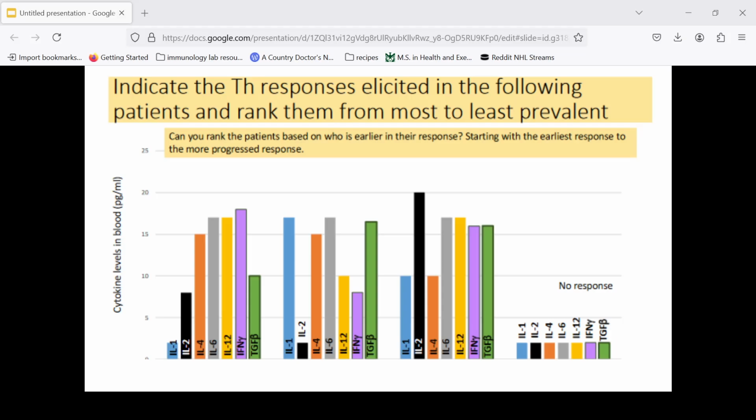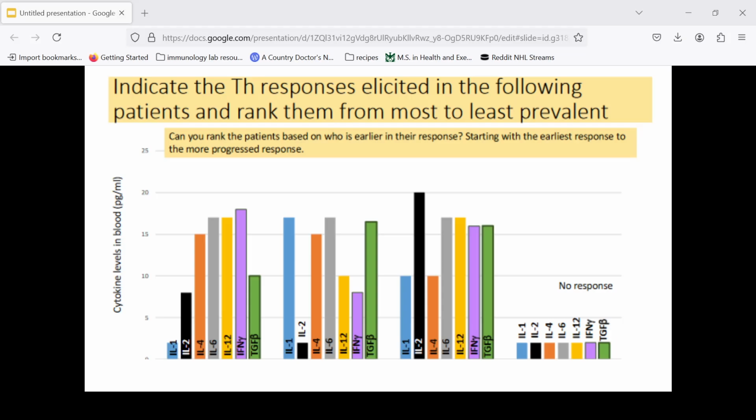Earliest response to more progressed response is what our IL-2 tells us. This one's more a comparison between patients because there's not really anything that we need to compare the IL-2 to directly. So, which of these patients has the most IL-2? Our third patient.